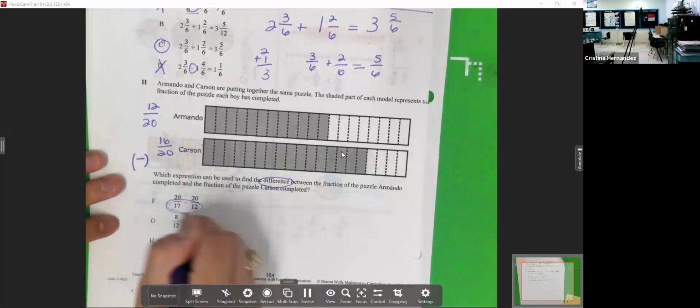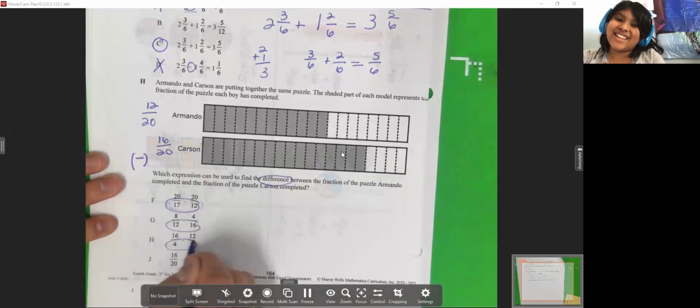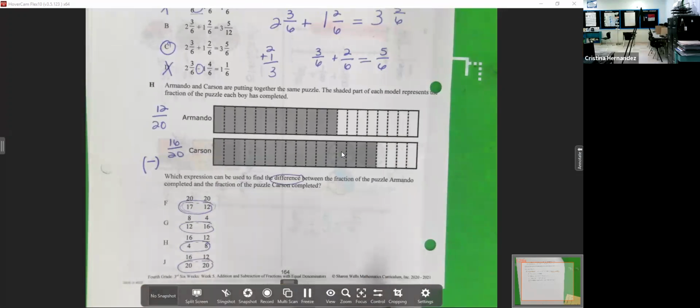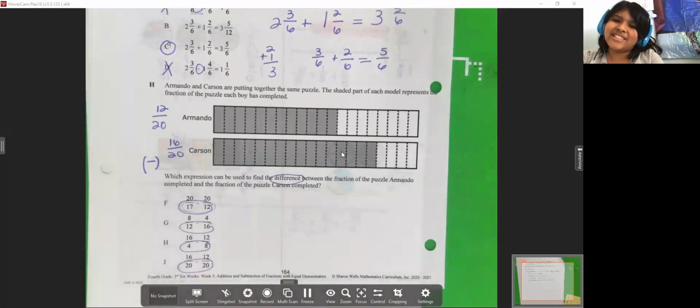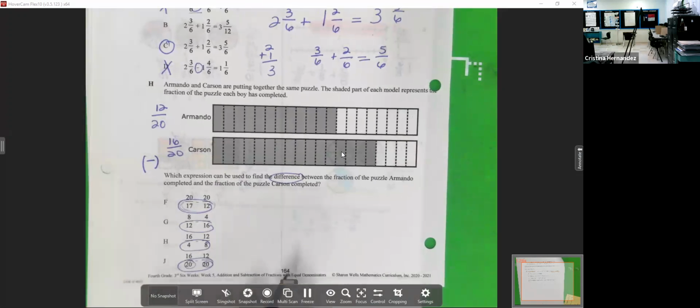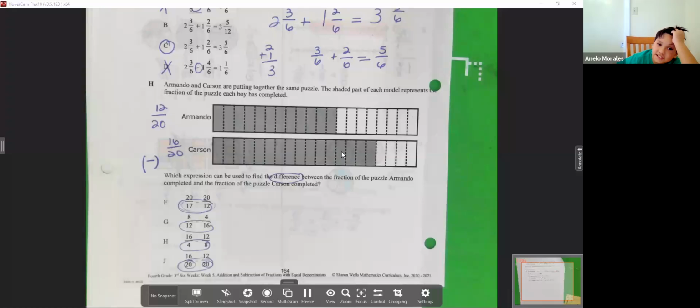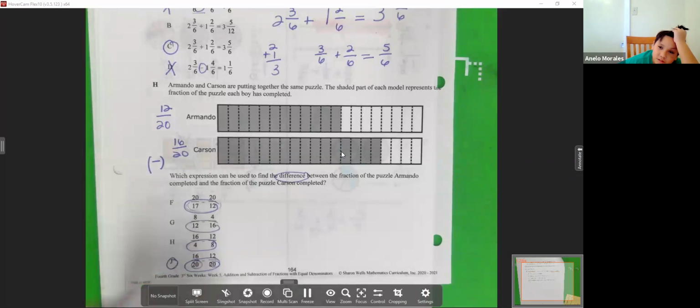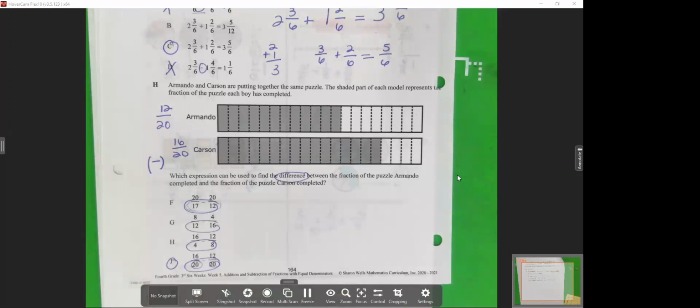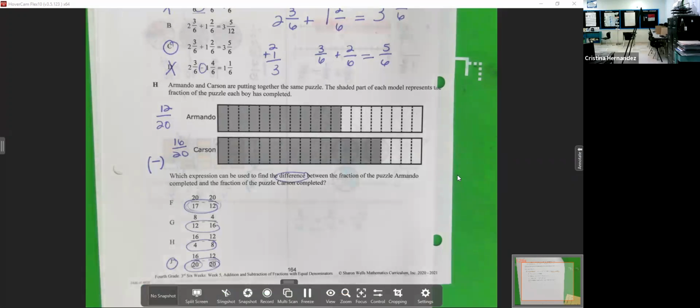Let's look at our denominators. We don't even have to know. Which one has the correct denominators? J. Only J. It says it as a numerator, not the denominator. So J is our answer.